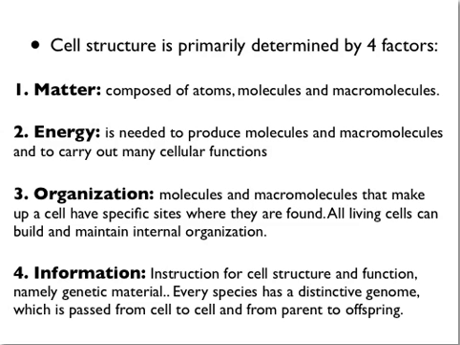The fourth thing is information. Instructions for cell structure and functions, namely genetic material. Every species has a distinctive genome which is passed from cell to cell and from parent to offspring. So our DNA, our genetic material, genetic information, tells every cell their function, what they have to do in order for the organism to survive, whether it's a unicellular organism or multicellular organism.